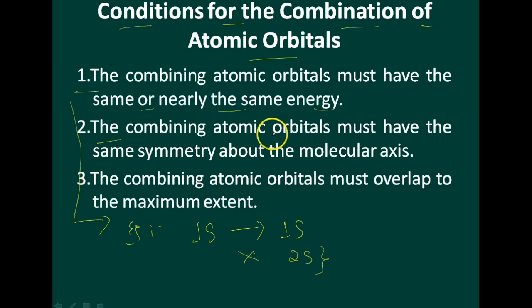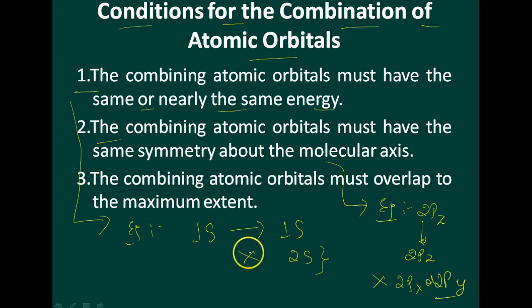And the second one is that the combining atomic orbitals must have the same symmetry about the molecular axis. For this there is an example: a 2pz orbital of one atom can combine with the 2pz of another atom, not with 2px or 2py. Next, the combining atomic orbitals must overlap to the maximum extent. So these are some of the conditions for the combination of atomic orbitals.